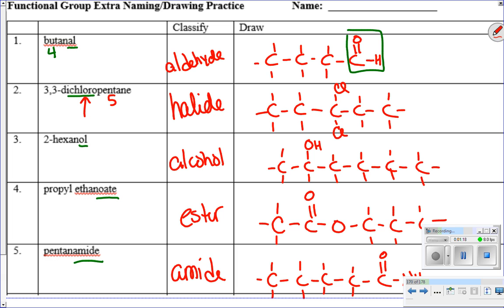2-hexanol. My OL ending tells me that I need an alcohol group. That alcohol group is on carbon 2. Hex means 6. I started by drawing 6 carbons. On my second carbon in, carbon 2, I drew this OH group. You can put this up or down, it doesn't matter. You could also have numbered in the other direction, as long as it's the second carbon in.